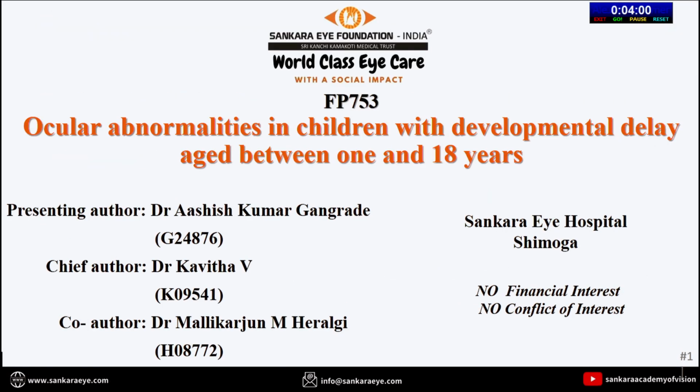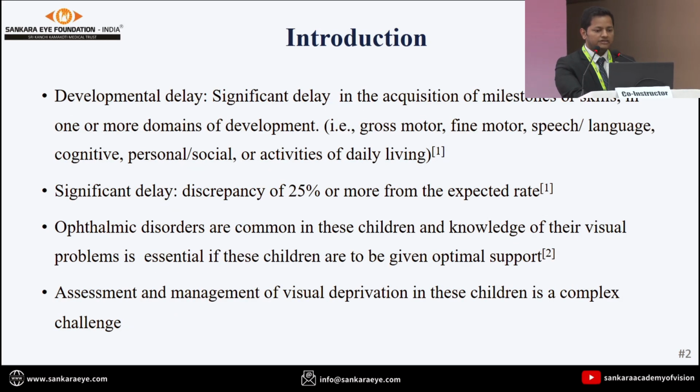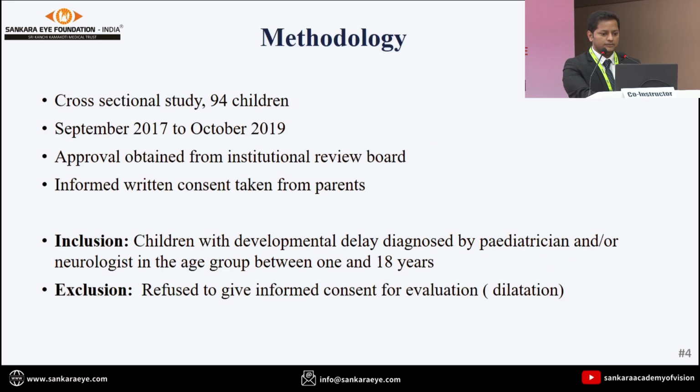Good morning to all. My topic is ocular abnormalities in children with developmental delay aged between 1 and 18 years. Ophthalmic disorders are common in these children with developmental delay, and knowledge of their visual problems is essential if these children are to be given optimal support. But assessment and management of visual deprivation in these children is a complex challenge. For that, our aim was to describe the presence of ocular abnormalities in children with developmental delay, and our objective was to analyze the risk factors and systemic associations that may contribute to delay in development and the possible treatment that can be delivered.